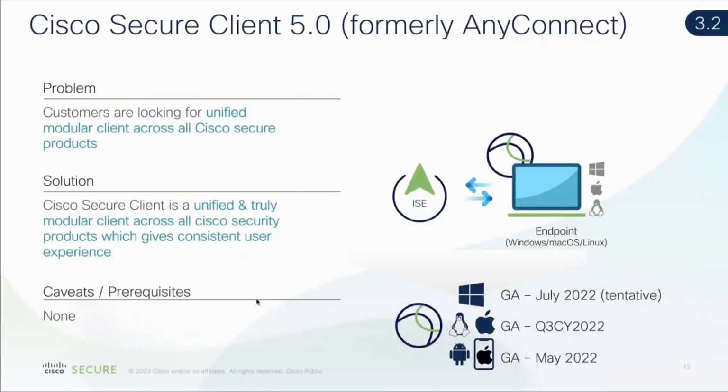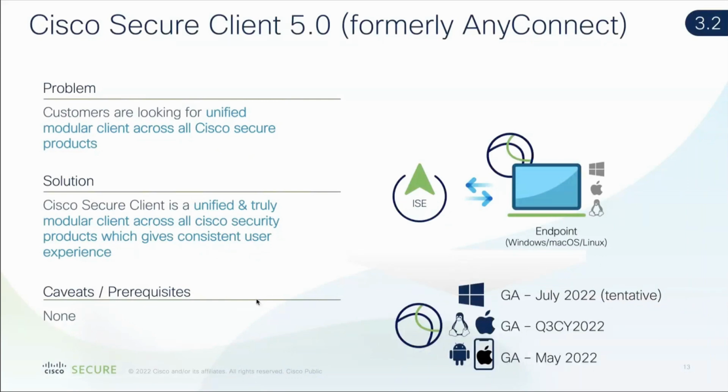Now, let's go to the second feature, which is called Cisco Secure Client, which is a rebranded version of AnyConnect. AnyConnect is rebranded to Cisco Secure Client because the customers wanted a unified modular client experience across all Cisco security platforms.